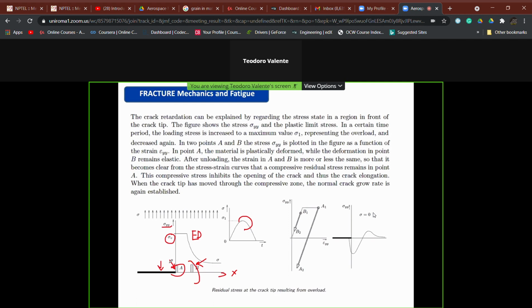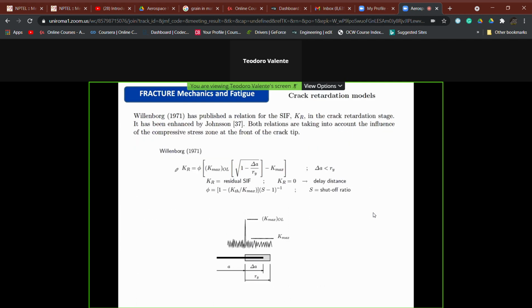So after unloading, the strains in these two points, A and B, are more or less the same. And this gives rise to a compressive residual stress in point A, that is in the area which is most stressed at the crack tip. And this compressive residual stress can inhibit, or make slower, the opening of the crack, thus giving a sort of retardation effect.